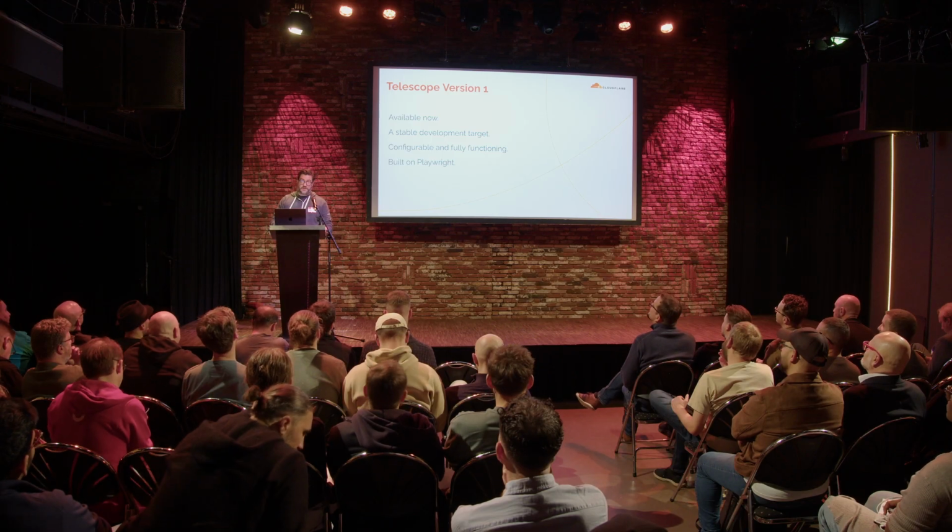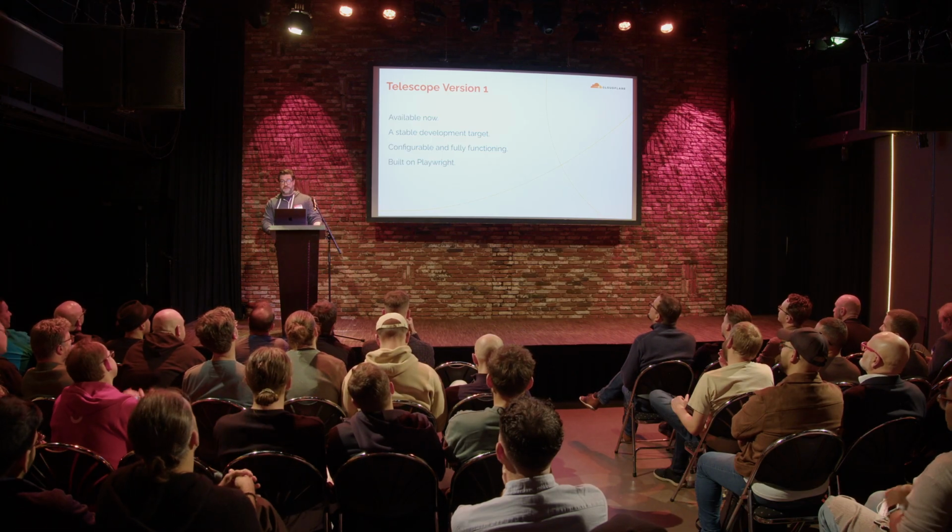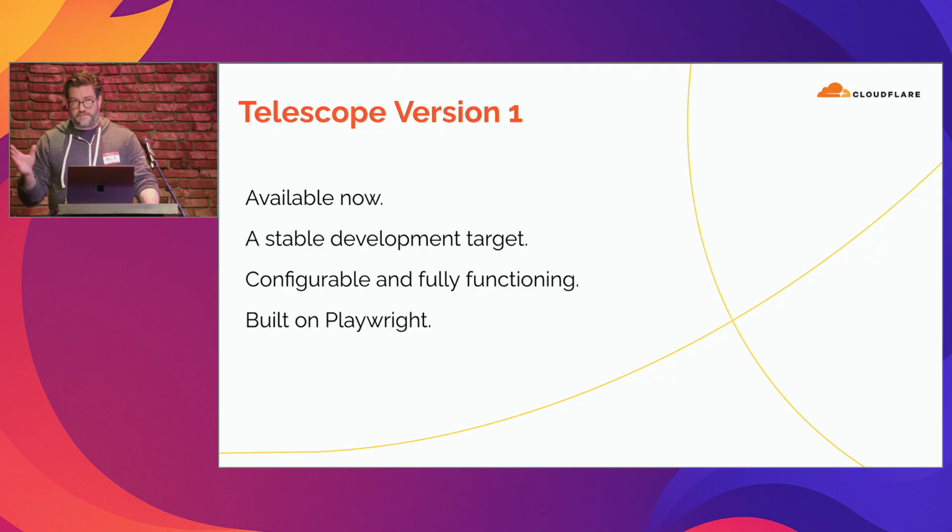But yeah, Telescope version 1 is now available. It is stable, configurable, fully functioning. It is built on Playwright. Full options can be found on our GitHub. There will be a QR code coming up on a couple of slides that you can get to it really easily. But just to emphasize a couple of things, it is stable. You can target it. We're not going to change the API to anything that's going to make breaking changes. Same thing with any of the configuration, so you'll be able to script it out as you need.